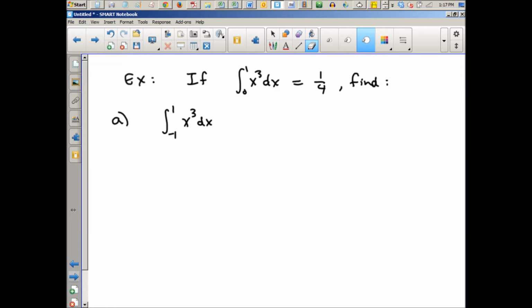So what I'd like you to do real quick is sketch a picture that represents my given. Here's my given. Can you draw this? You know, what it means. What would it look like graphically?